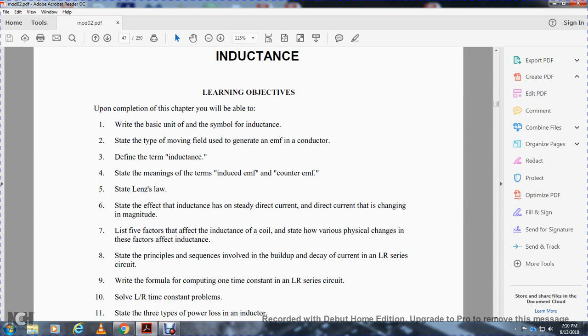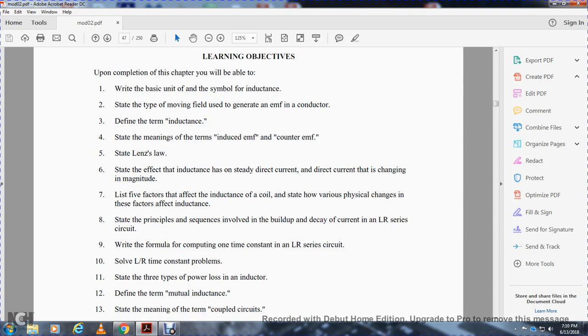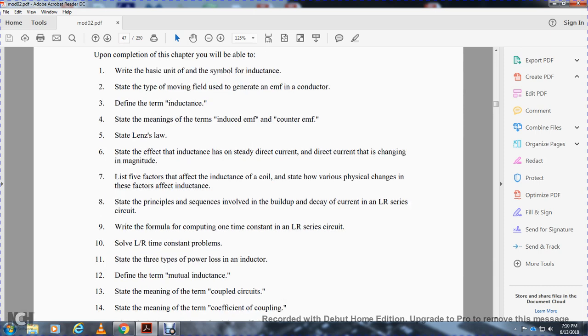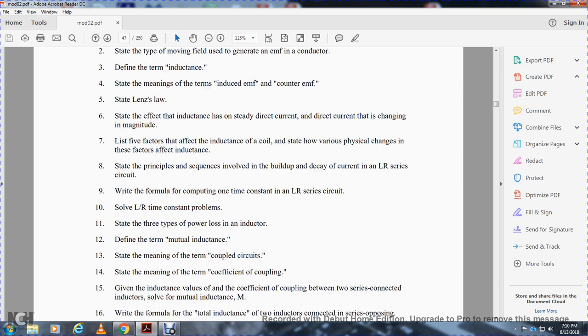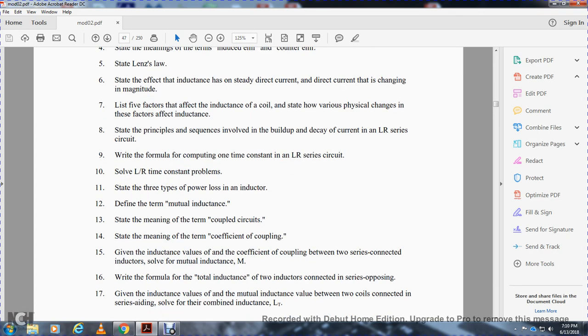State the principle involved with the buildup and the decay of the currents in the LR series circuits. Write the formula for computing one time constant in the LR series circuits. Solve the L over R time constant problem. State the 3 types of power losses in an inductor. Define the term mutual inductance. State the meaning of the term coupled circuits. State the meaning of the term coefficient of coupling. Give the inductance values and coefficient of coupling between 2 series connected inductors. Solve the mutual inductance for M.